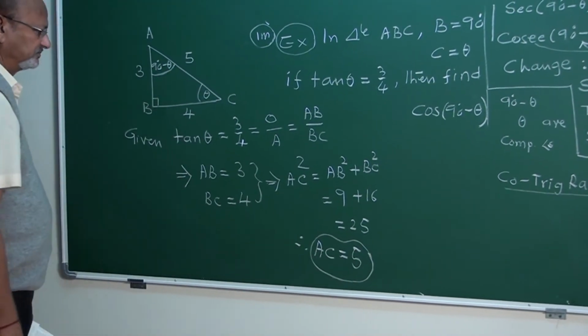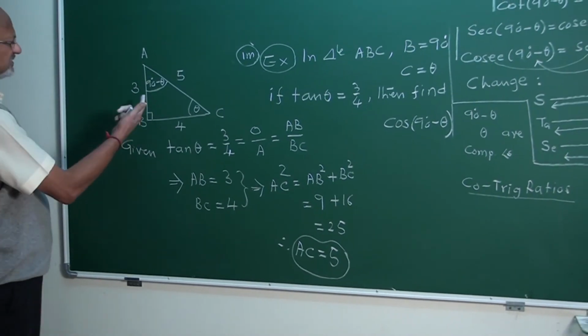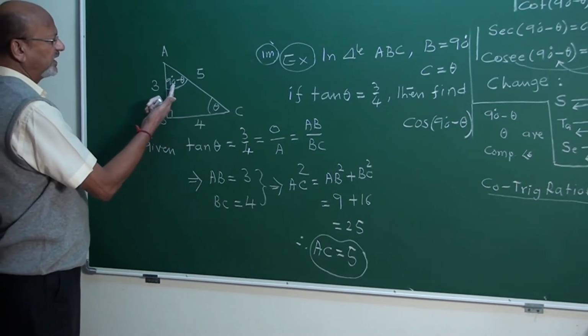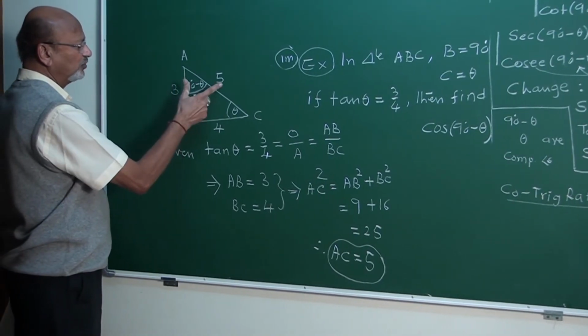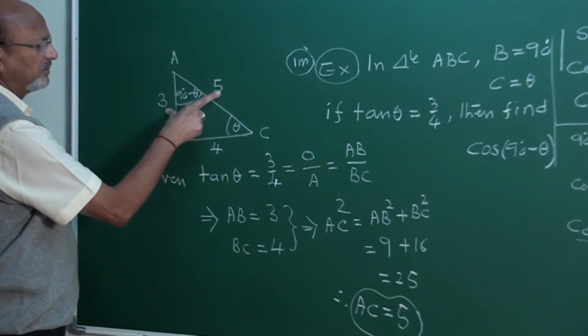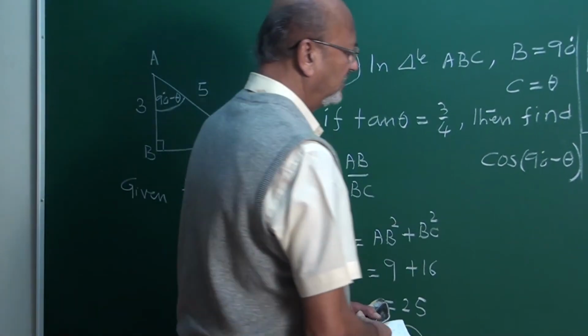Yes, I have written. What is wanted? Cos 90 minus theta. Cos 90 minus theta is adjacent side upon hypotenuse. What is the answer? 3 by 5. If you want, you can directly write it without any drama.